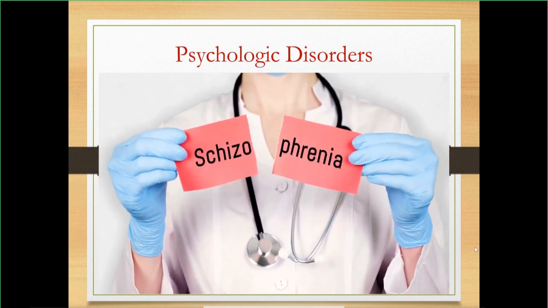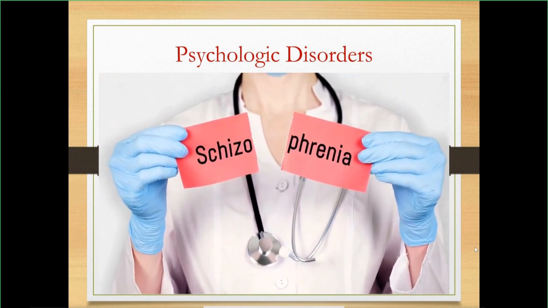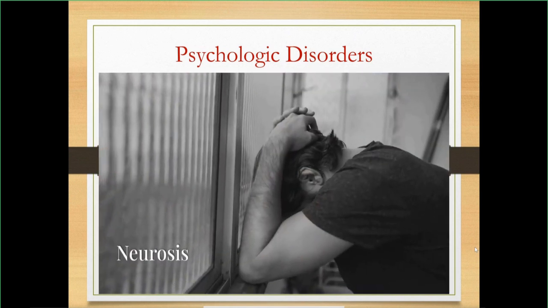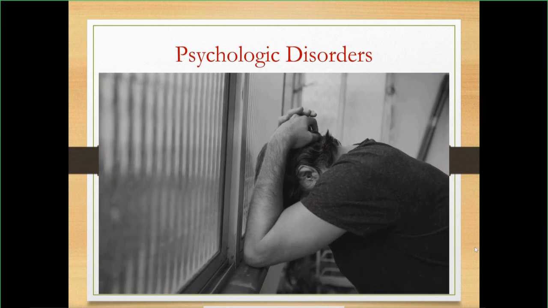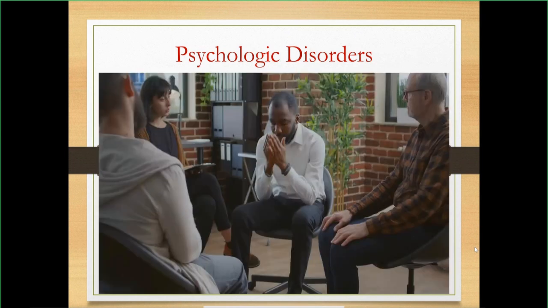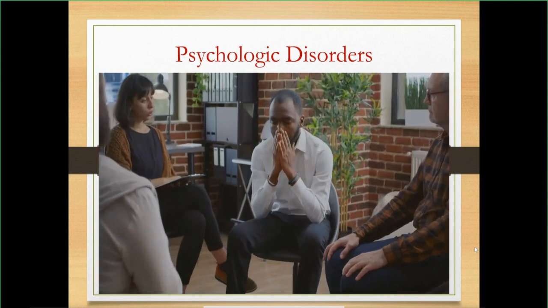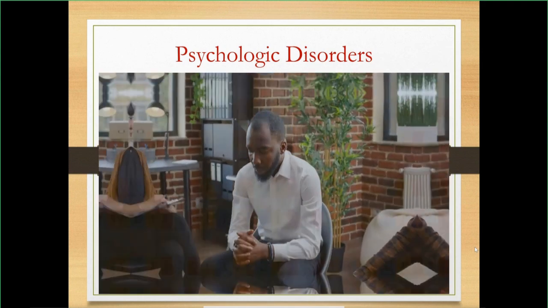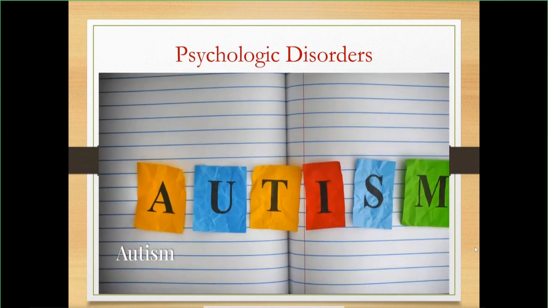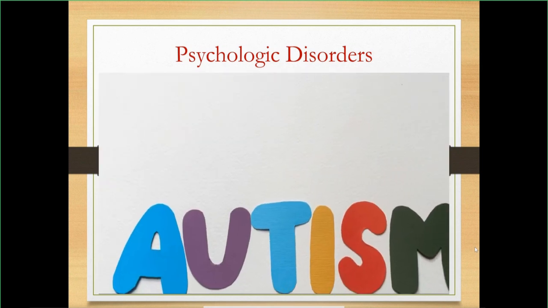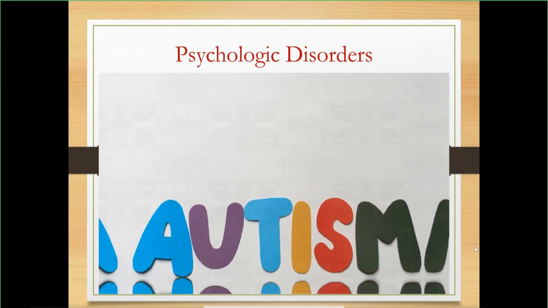Schizophrenia is characterized by hallucinations, disturbances of language and communication, and disorganized or catatonic behavior. Neurosis is the former name for a category of mental disorders in which symptoms are distressing, reality testing is intact, behavior does not violate gross social norms, and there is no apparent organic cause. Autism is characterized by withdrawal and impaired social interaction and communication.